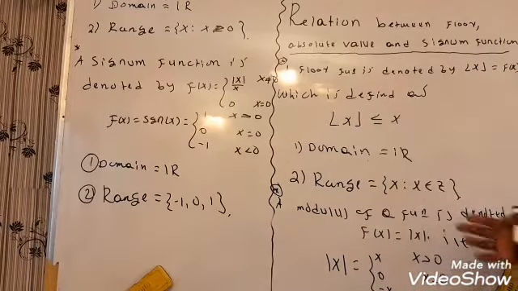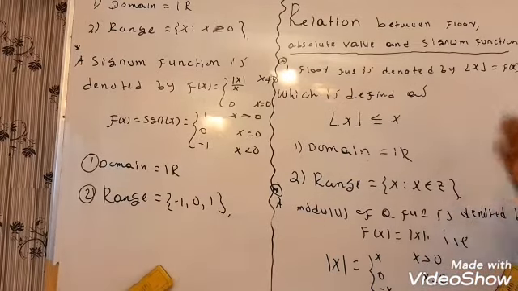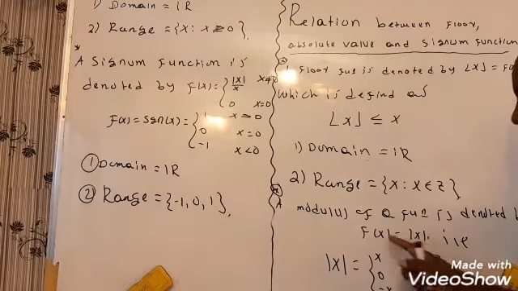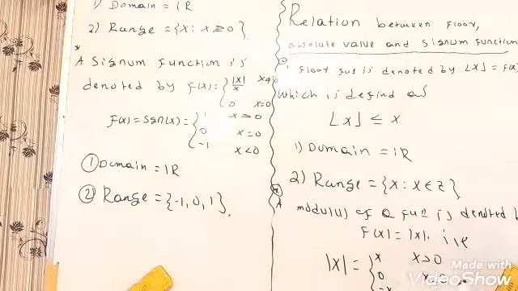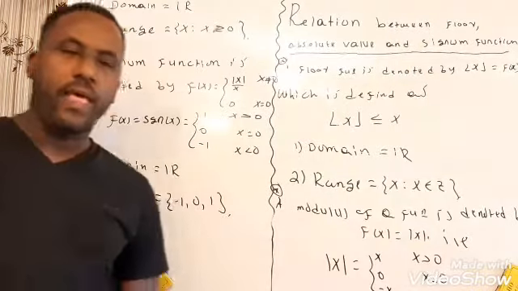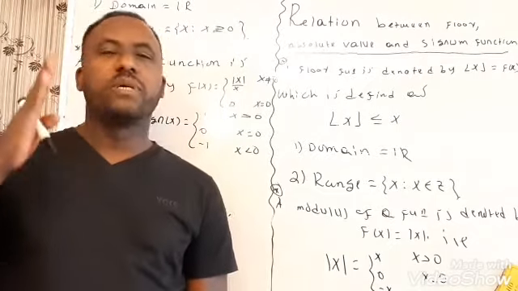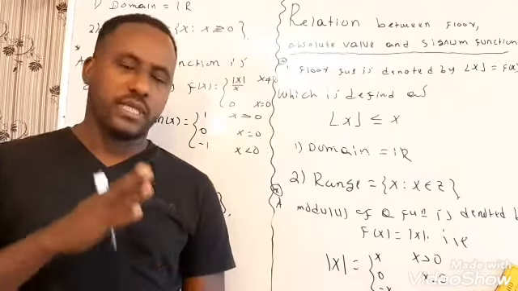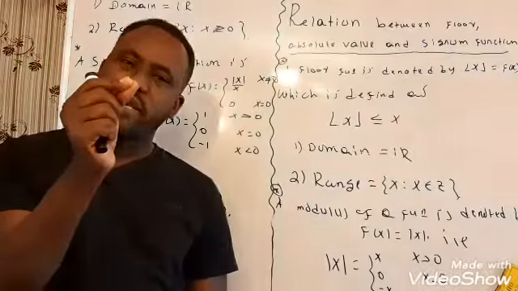Let's see, what is the modulus of a function? The modulus of a function, or absolute value of a function, is generally denoted by this symbol: f of x equals modulus of x, or absolute value of x. What does absolute value mean in general? The modulus of any function simply means the distance of x from the origin. The modulus of x means the distance between the point x and the origin.